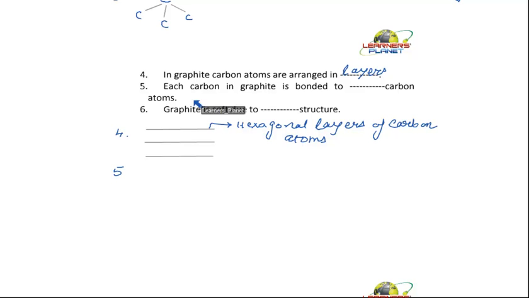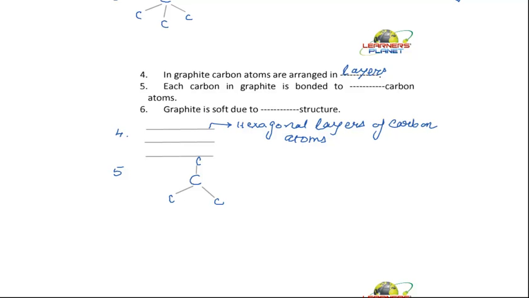Now we've got this fifth question. Each carbon in graphite is bonded to dash carbon atoms. So each carbon is bonded to how many other carbon atoms? In graphite, each carbon atom is bonded to 3 other carbon atoms. I'll draw its geometry properly, and this is linked to 3 others. Say that is 1 carbon above and 2 carbons like this. So there are 1, 2 and 3.